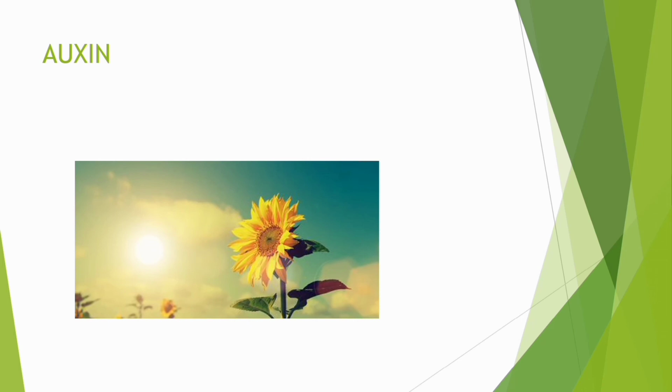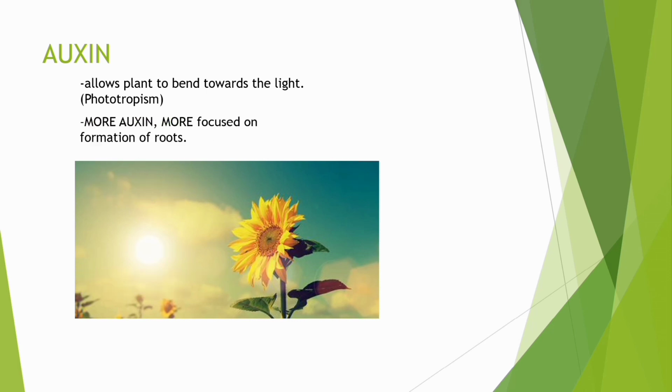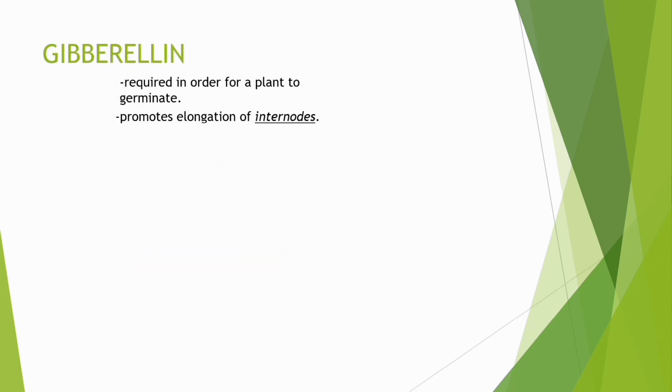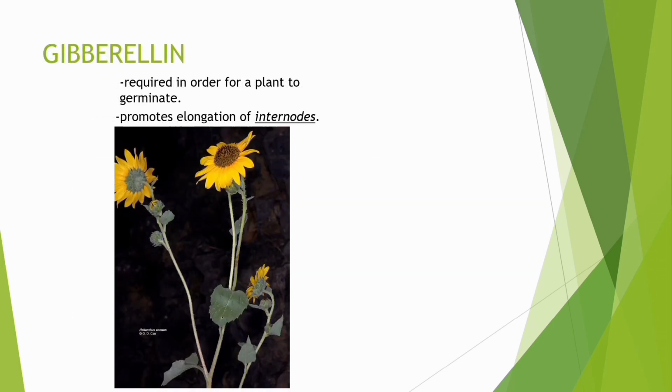It's called phototropism. Auxin is synthesized at stem tips and travels downwards. If you remove the stem tip, the plant loses the ability to grow towards the light. More auxin, more focus on the formation of roots. Gibberellin is required in order for a plant to germinate and promotes elongation of internodes. Internodes are stem between nodes.